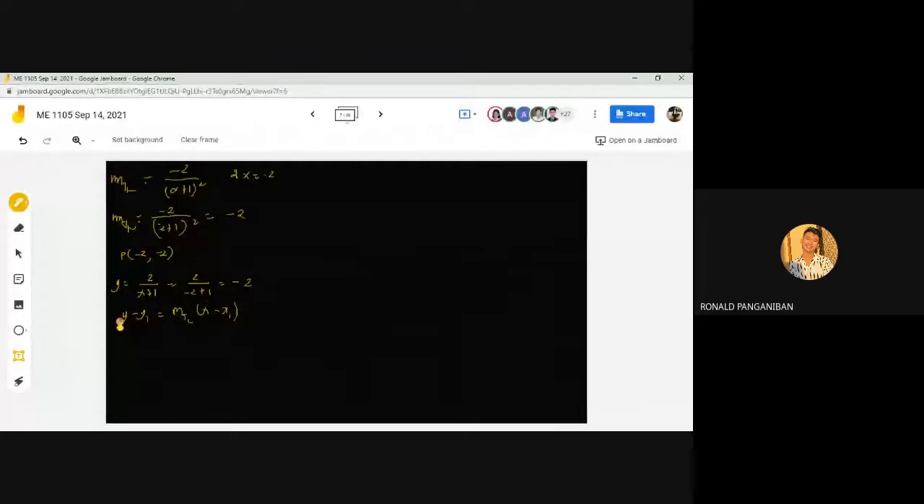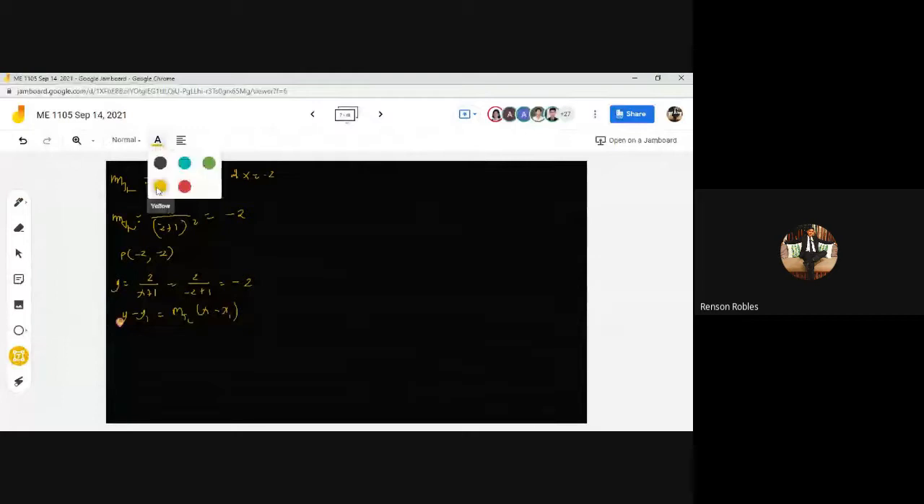Sir, paano po napapalitan yung font color? Yung font color dito, tama to. Pag kinlik ko to, lalabas tong A sa taas. Text color. Then click mo lang to. Sige po.